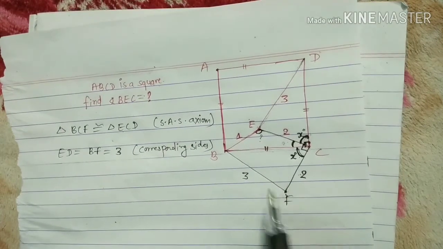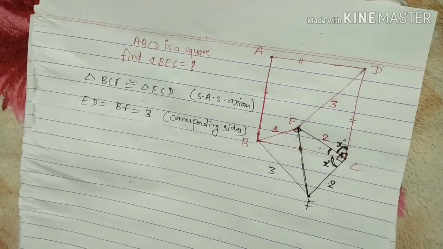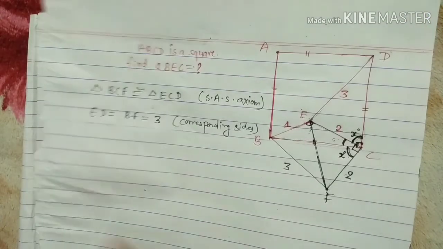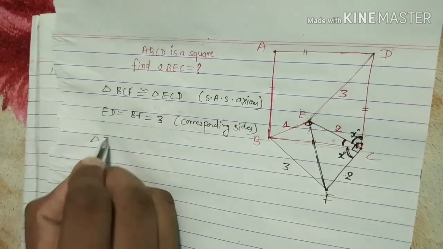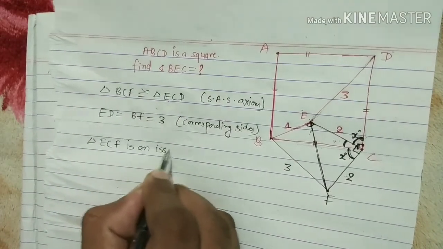Now we are going to join these two points, E and F. So just join these two points. So I have joined these two points, E and F. After joining the points E and F, you can see the triangle ECF. Triangle ECF is an isosceles right angle triangle.